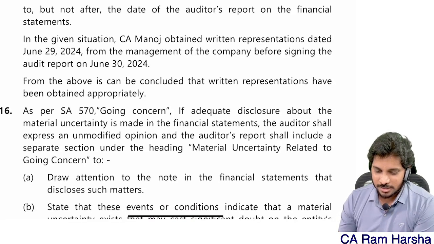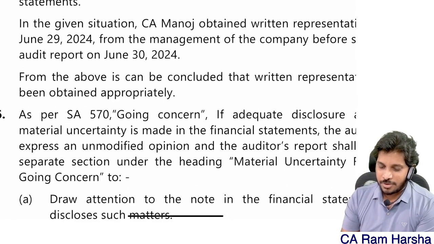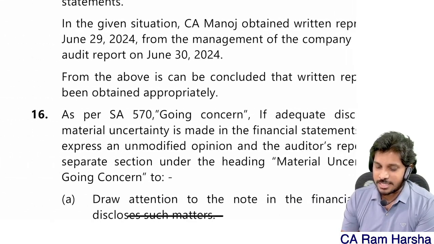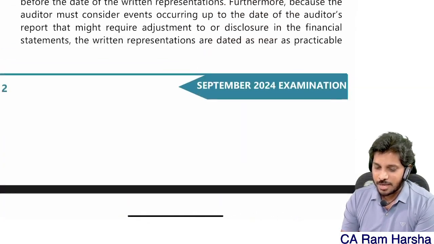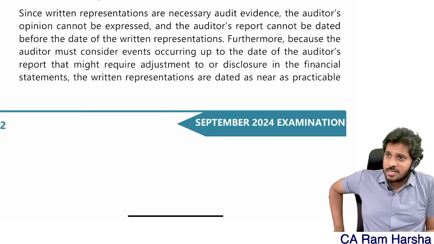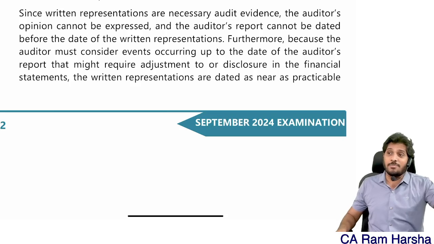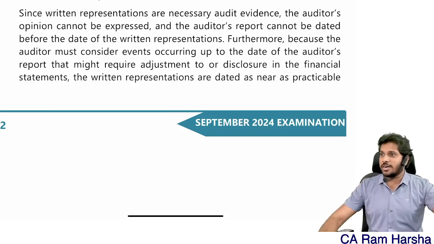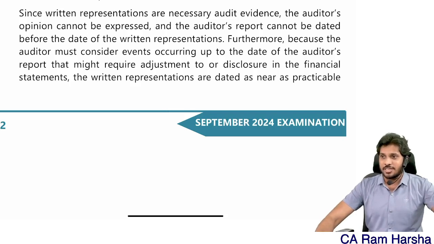They said appropriate only. From the above it can be concluded that written representations have been obtained appropriately. Written representation must be as near as practicable to the date of audit report, but cannot be later than the date of audit report. Written representation provides necessary audit evidence, but it cannot provide sufficient appropriate evidence.